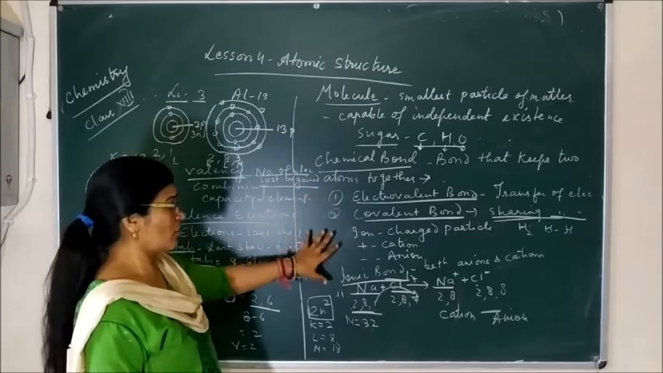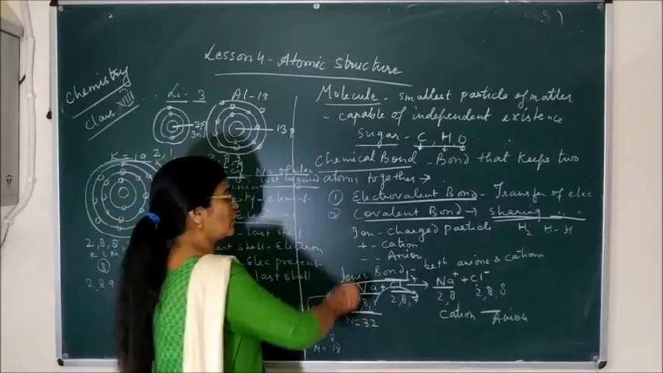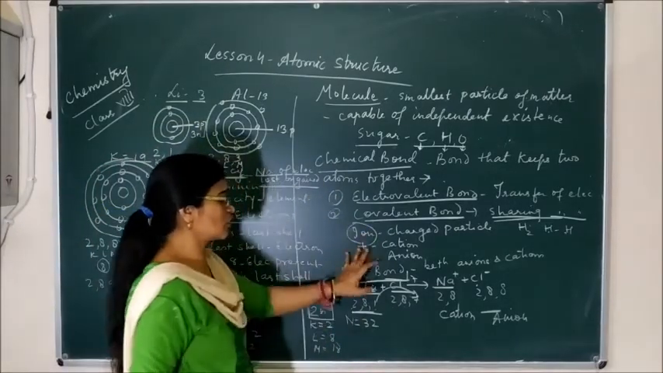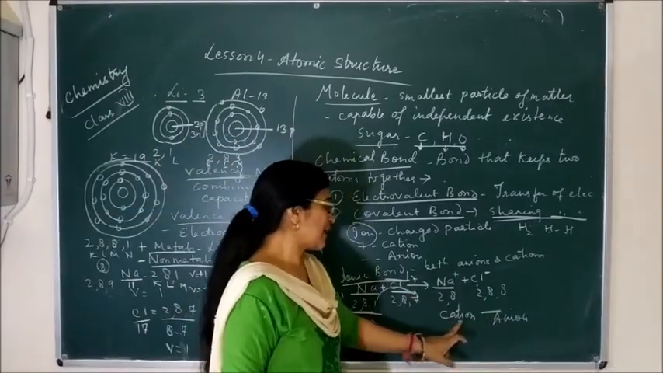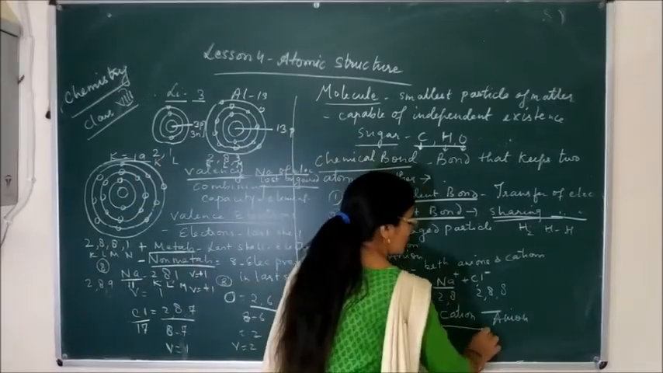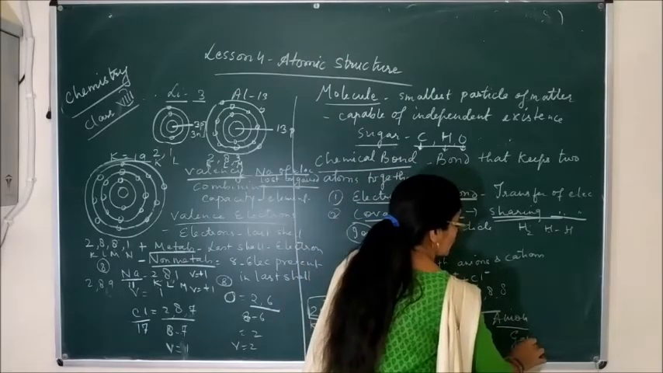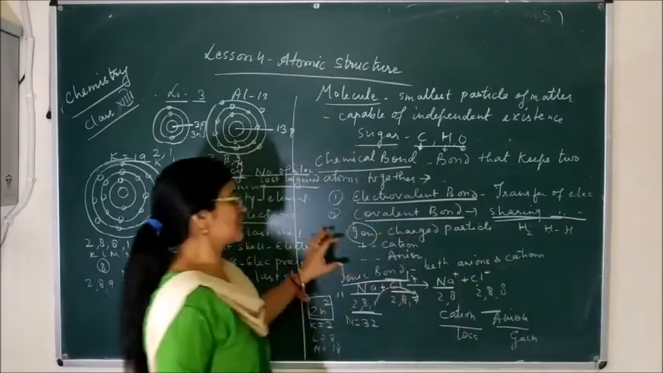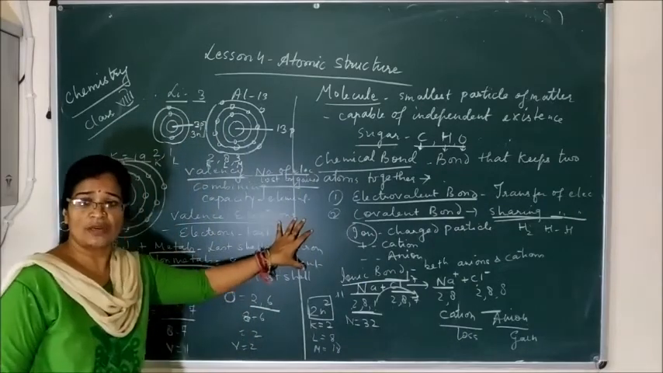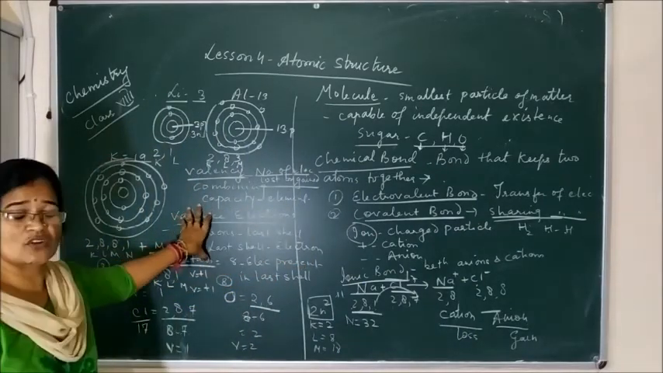And you have already studied about the ion. Ion is a charged particle. Just now I told you about cation and anion. Cation is always formed by the loss of electrons, and anion is formed by the gain of electrons. So this much is present in your lesson number 4, that is the atomic structure.